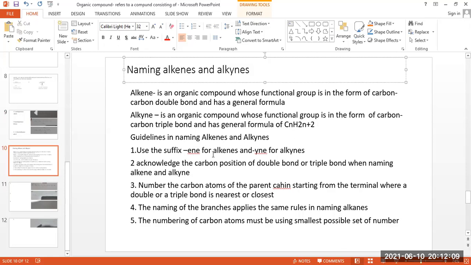Use the suffix "-ene" for alkenes and "-yne" for alkynes. Acknowledge the carbon position of the double bond or triple bond when naming alkenes and alkynes. Number the carbon atoms of the parent chain starting from the terminal where the double bond or triple bond is nearest or closest. The naming of branches applies the same rules as in naming alkanes. The numbering of carbon atoms must use the smallest possible set of numbers.